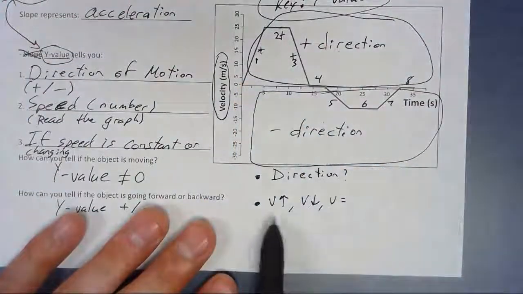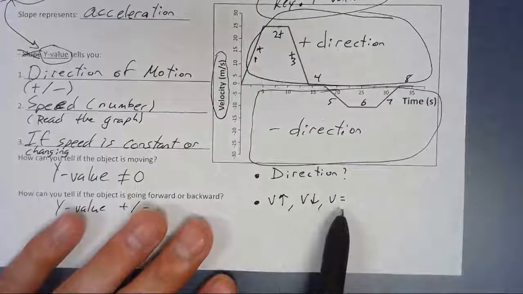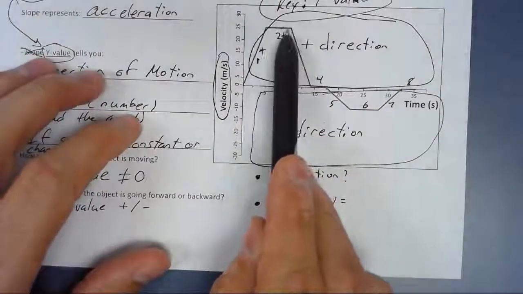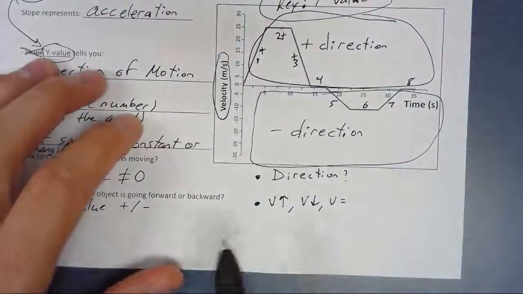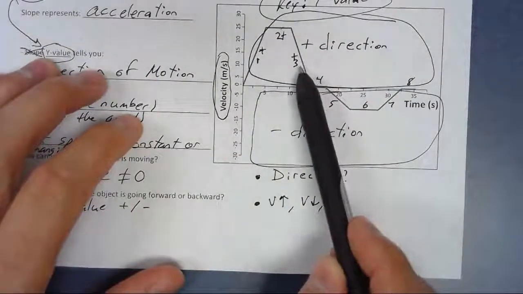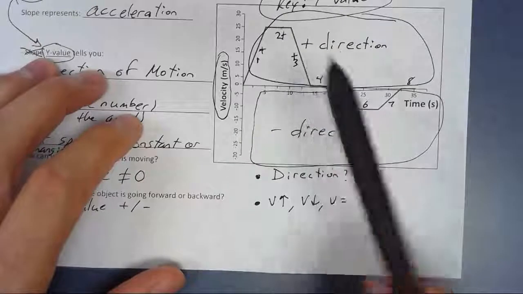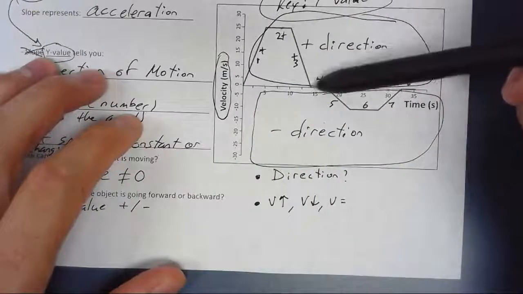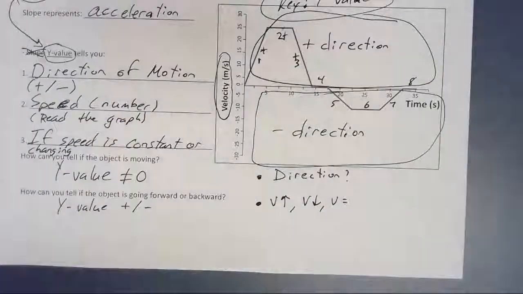What is happening to this speed? Is it speeding up, slowing down, or staying at a constant speed? Well, this y value is not changing, it's constant, so that's a constant speed. So positive direction, constant speed. This one, we already said, is positive direction. The y value goes from 25 down to 0. So the y value is decreasing here. Therefore, we're going to say that it's slowing down.